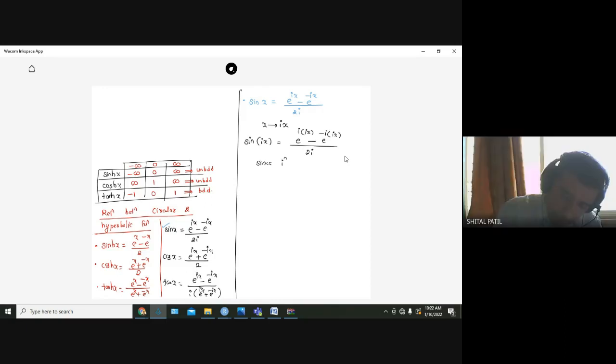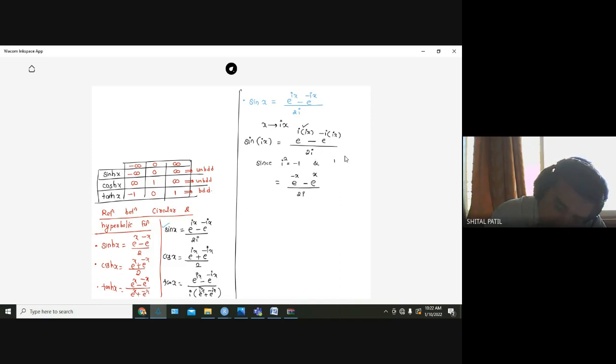What is i square? Minus 1. So let me use that. Here we'll get i square, which is minus 1. So e raised to minus x, with the minus sign, again we will get i square, so minus 1, and already a minus sign is there. So minus minus, e raised to plus x, divided by 2i.